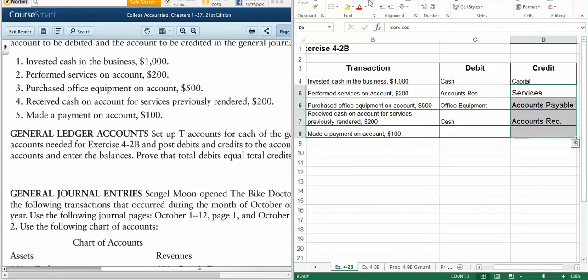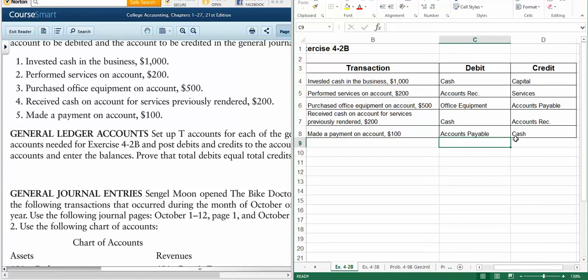Okay, and we're down to the last transaction here. We made a payment on our account, so we're decreasing how much we owe to another business. So we're going to be doing a debit to accounts payable, so we're decreasing that liability, but we also need to decrease our cash account.